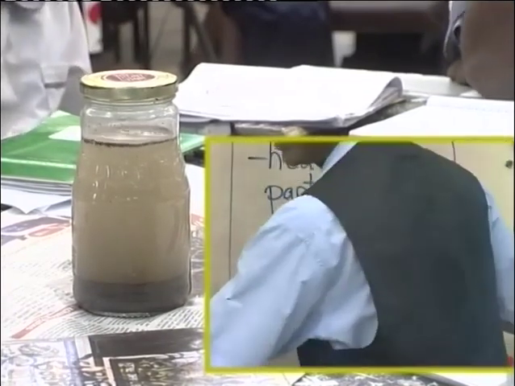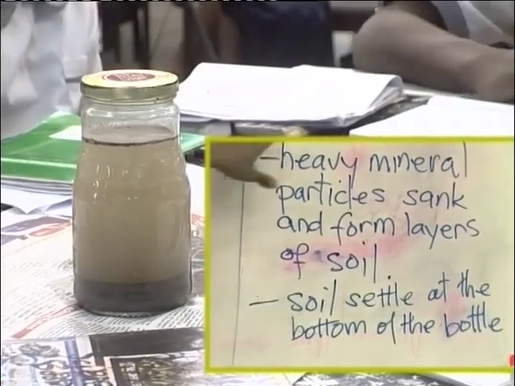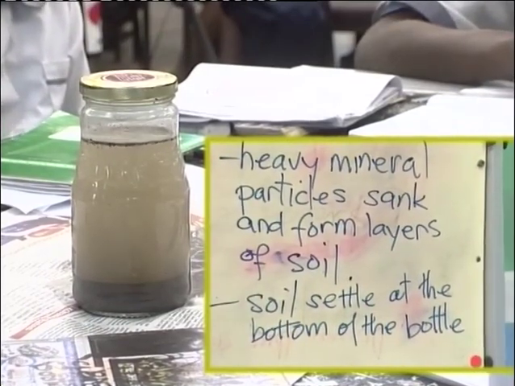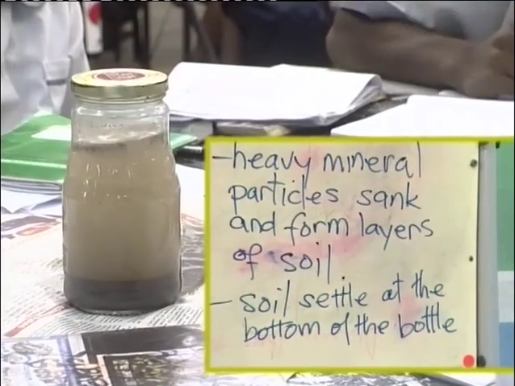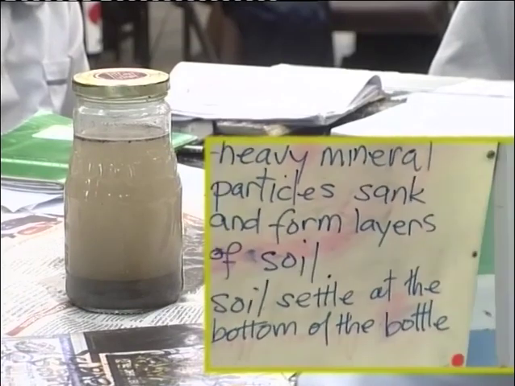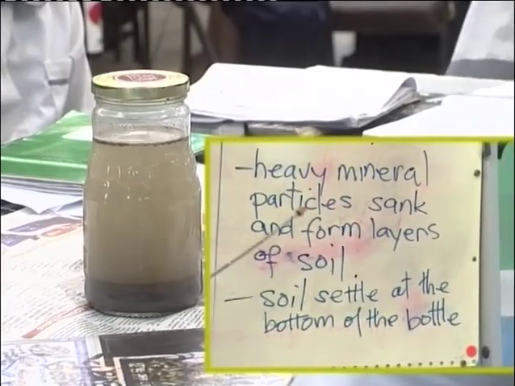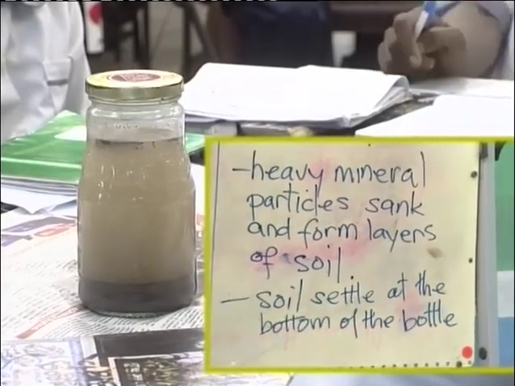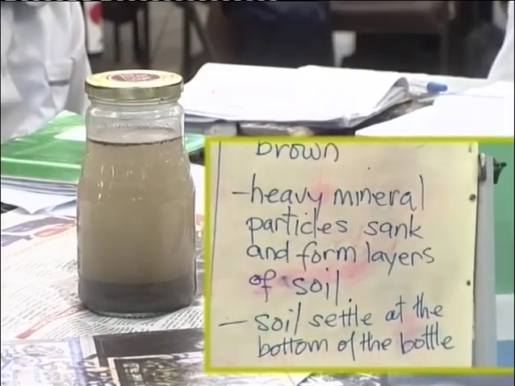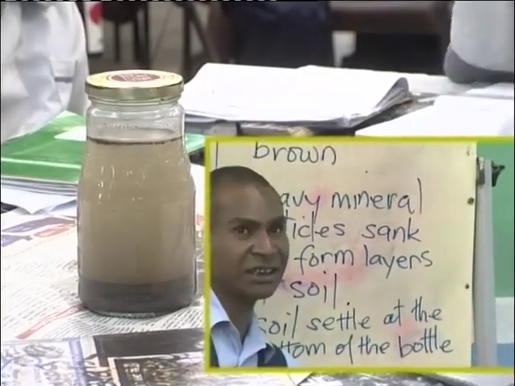All right, let's have the three answers. You have a lot of descriptions, good, but we'll look at the three. The first one is water turned to brown. When you shook the container containing water and soil, the liquid turned to brown. And you also found after a few minutes when you placed it onto the table that heavy mineral particles or heavy particles of the soil sank and formed layers of the soil. Now have a look closely at that.